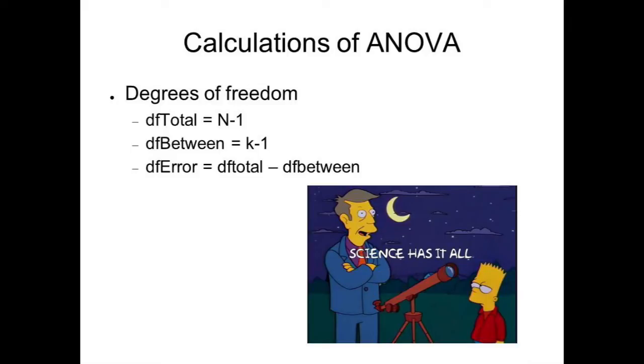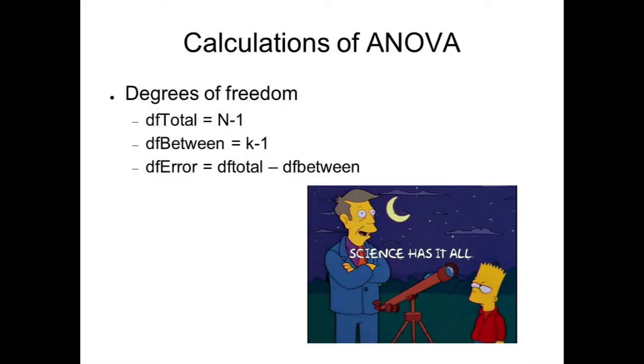So now that we have all the different kinds of sums of squares, the next step is to calculate the degrees of freedom. Degrees of freedom here are actually pretty easy to calculate. The total degrees of freedom is going to be the total n minus 1, so big N minus 1. So if we have 3 groups and 10 participants in each group, that's going to be 30 minus 1, or 29. The DF between is going to be the number of groups minus 1. So if we have 3 groups, it'll be 3 minus 1.